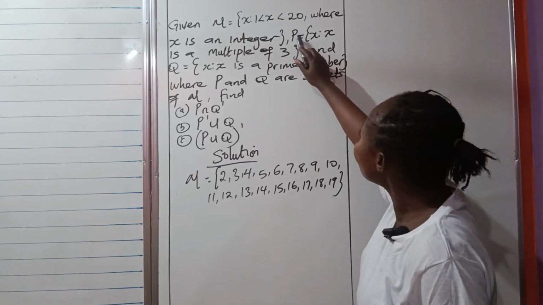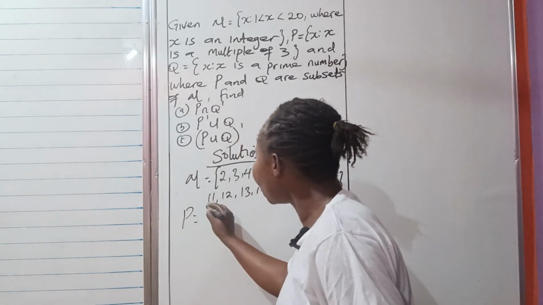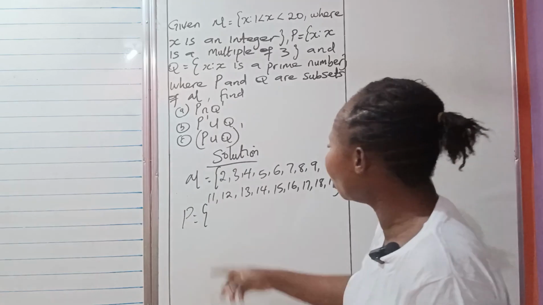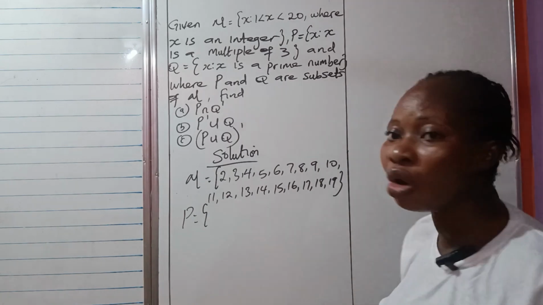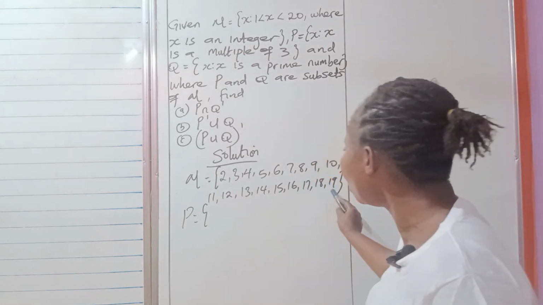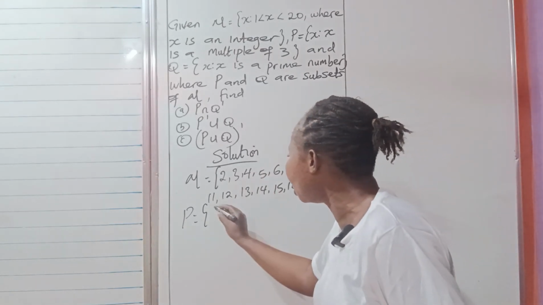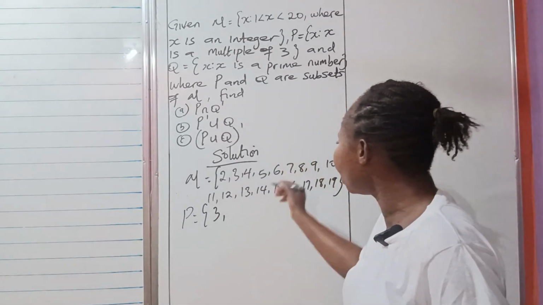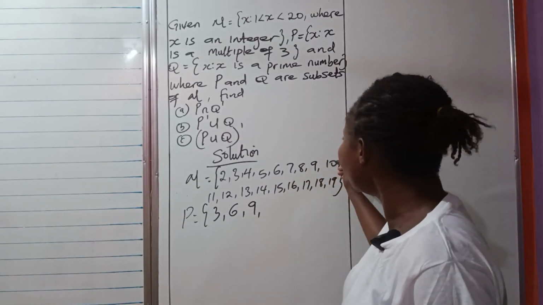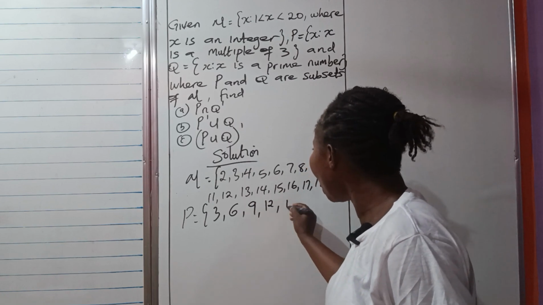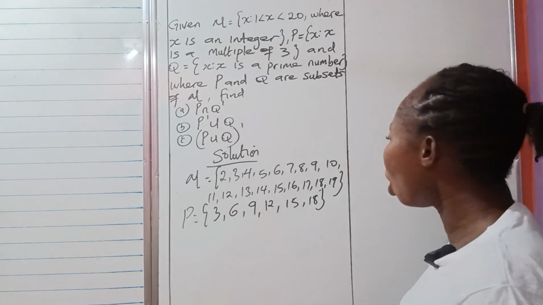Then the second value is p. We have to find the value of p such that, from this universal set, the number that we have in p is a multiple of 3. Any number between 2 and 19 that is a multiple of 3 is the number we want to pick. The first multiple of 3 here is 3. The next multiple of 3 is 6. Then 9, that is the third count of 3. Then the next one is 12. We have 15 and 18. These are the multiples of 3.